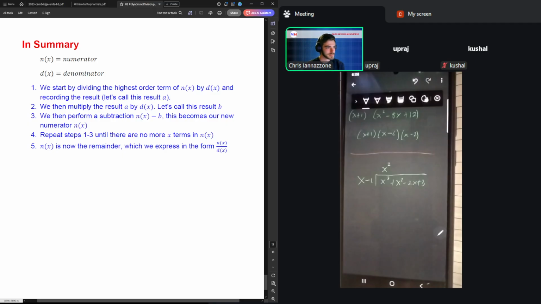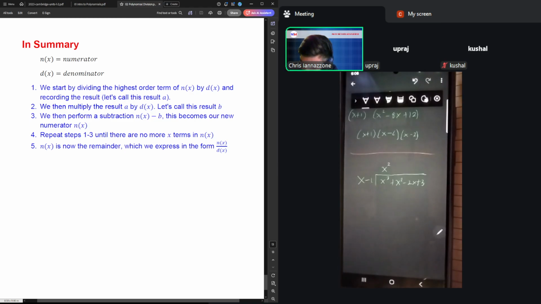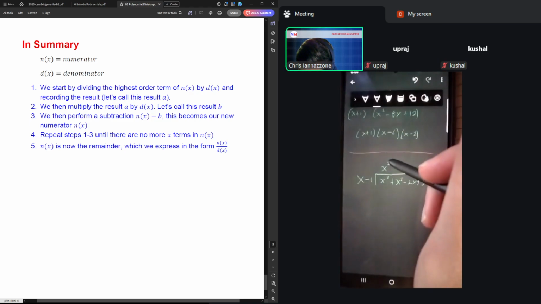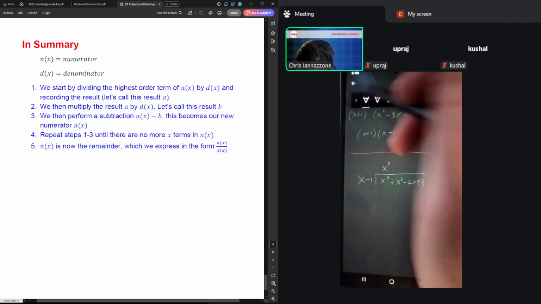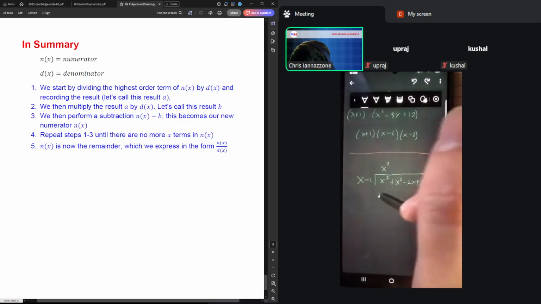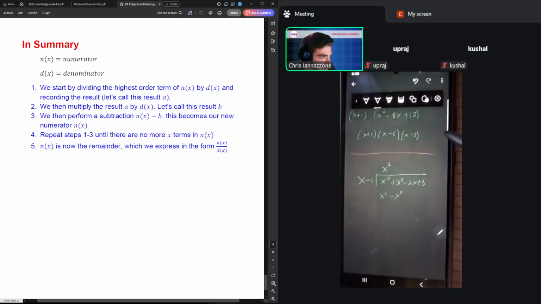Step 1's completed. Step 2 is next. You multiply x squared by x minus 1 and then subtract from the polynomial. Yeah, that's right. So step 2 says take this thing and multiply it all the way through by that. X squared multiplied by x is x cubed. X squared multiplied by minus 1 is minus x squared. So that will be what I've written as step 2.